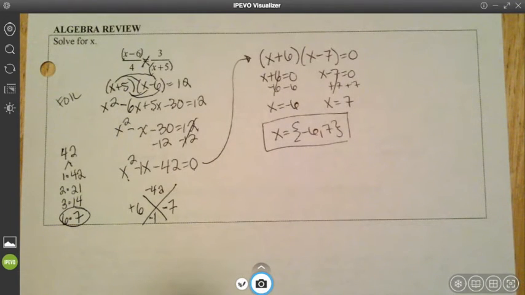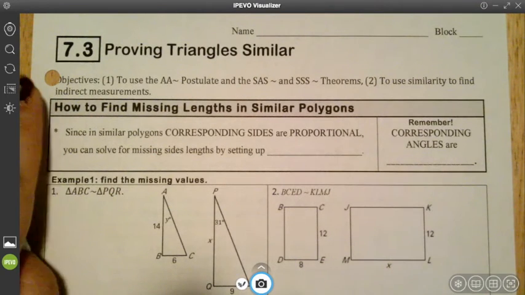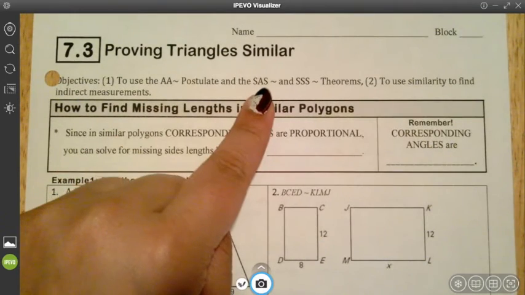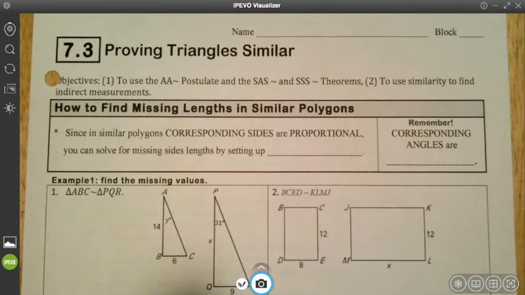Okay, let's take a look at 7.3. In 7.3, we're looking at what are those shortcuts that we can use for similarities? What's the minimum that we need to know in order to use proportions to finish solving for similar sides or similar shapes? So our objective here is to use the angle-angle postulate, side-angle-side similarity, and side-side-side similarity theorems, and also to use similarity to find indirect measurements.